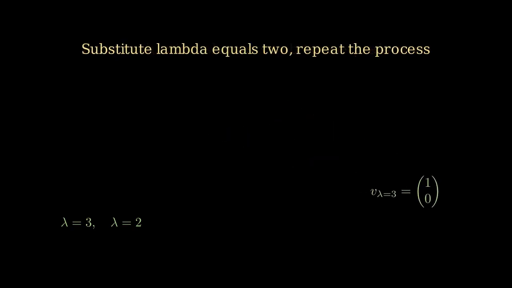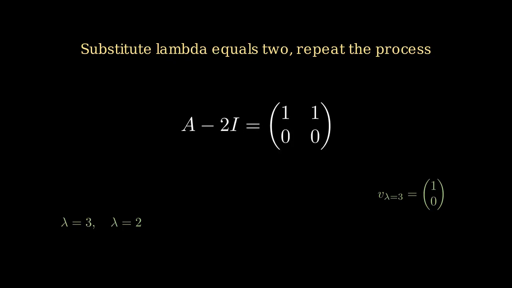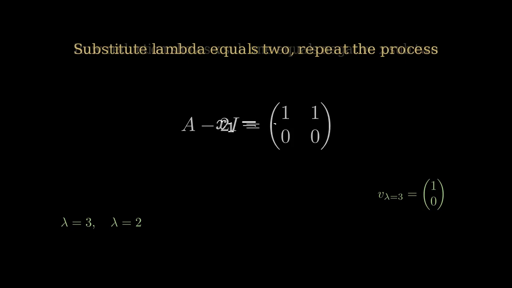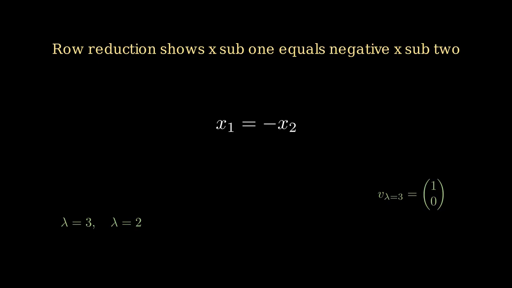Next, we repeat the process for lambda equals 2. Substituting gives A minus 2 times the identity, equal to the matrix with rows 1, 1 and 0, 0. Row reducing here tells us that x sub 1 equals negative x sub 2. Choosing x sub 2 equals 1, our eigenvector for lambda equals 2 is the vector negative 1, 1.